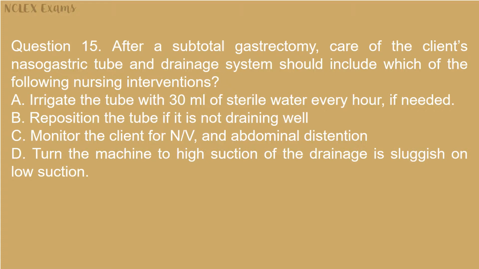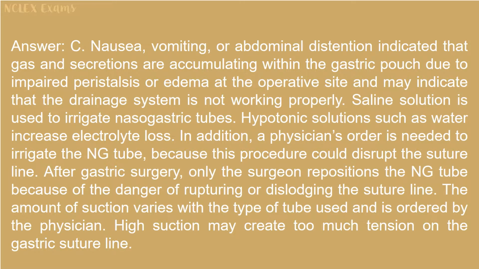Answer C. Nausea, vomiting, or abdominal distension indicates that gas and secretions are accumulating within the gastric pouch due to impaired peristalsis or edema at the operative site and may indicate that the drainage system is not working properly. Saline solution is used to irrigate nasogastric tubes. Hypotonic solutions such as water increase electrolyte loss. In addition, a physician's order is needed to irrigate the NG tube, because this procedure could disrupt the suture line.